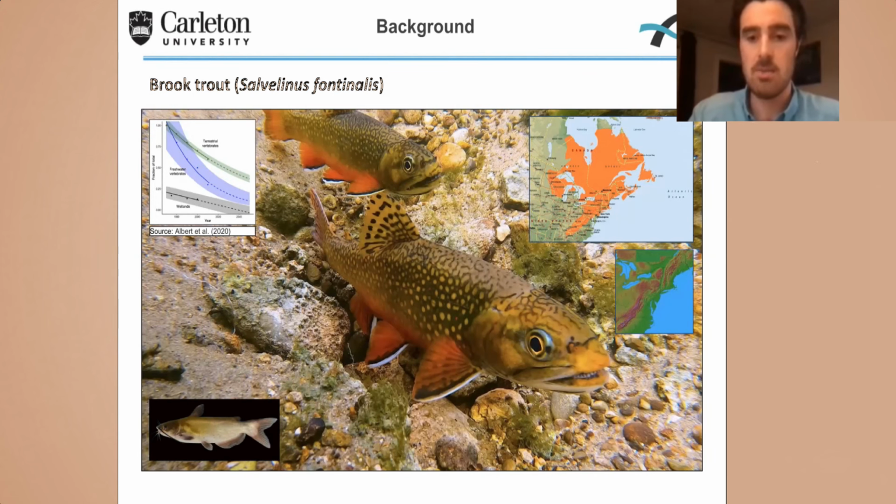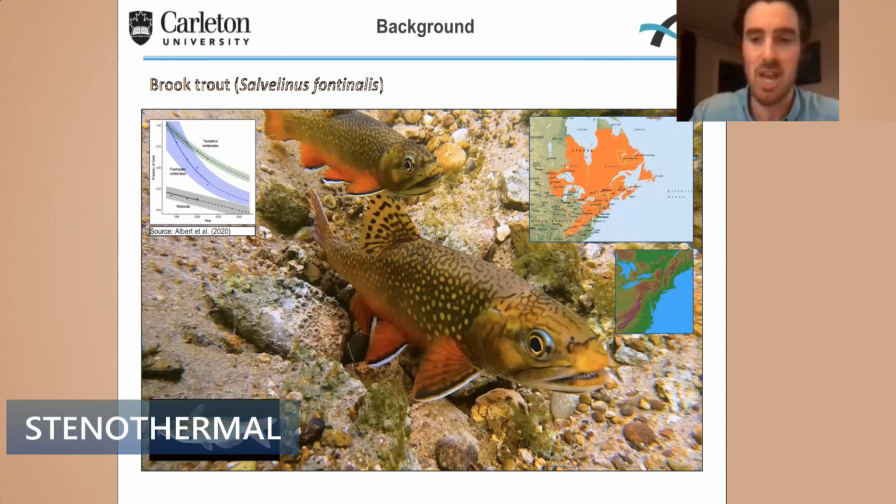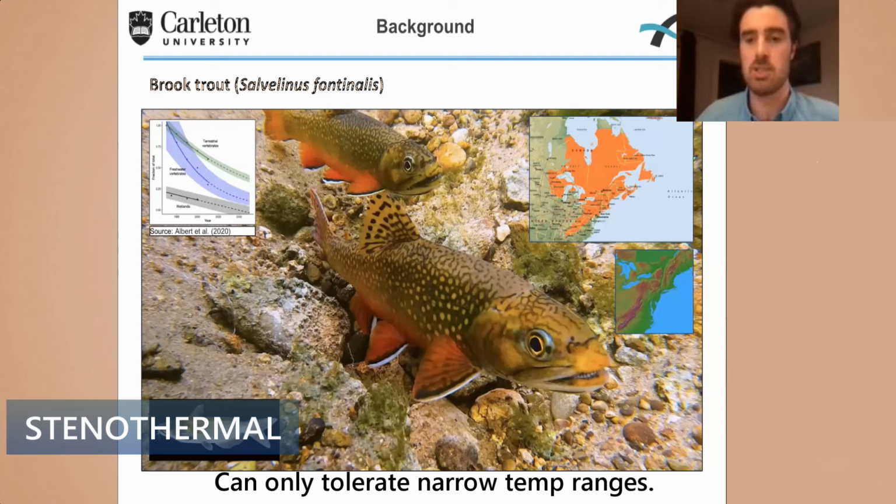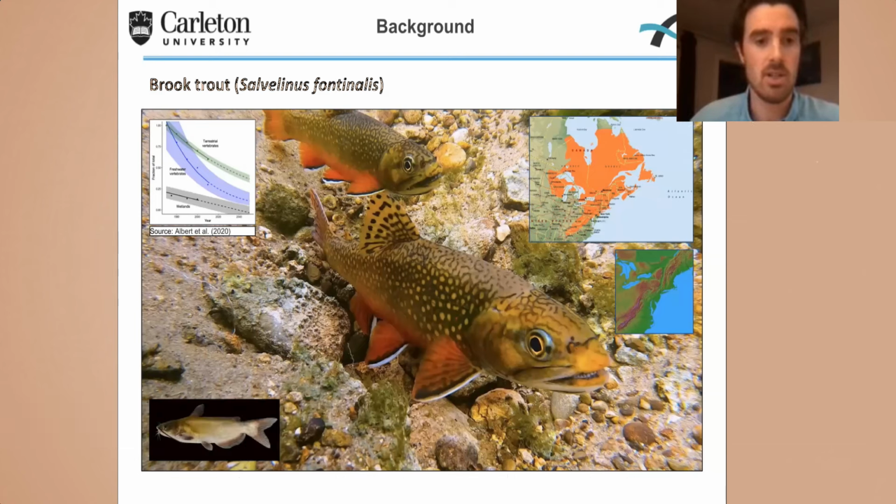So brook trout, it's important to note, are what we call a stenothermal species, which is a lot different than a eurythermal species like a channel catfish, which is why I've included a picture there. The difference between the two is stenothermal species can only tolerate a very narrow range of temperatures, whereas eurytherms can tolerate quite a wide range. And this is a problem given climate impacts that we're already seeing and that we expect to continue into the future.